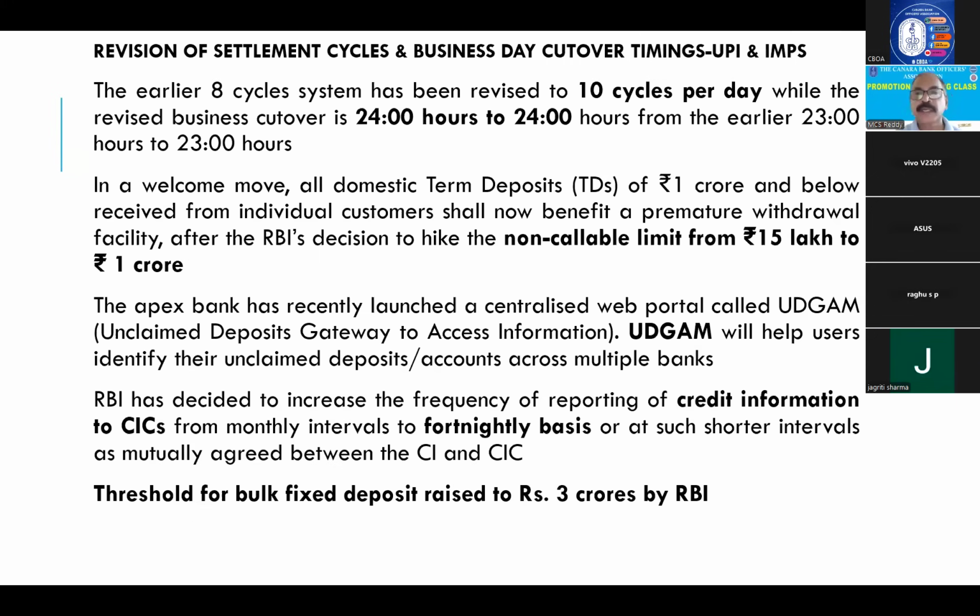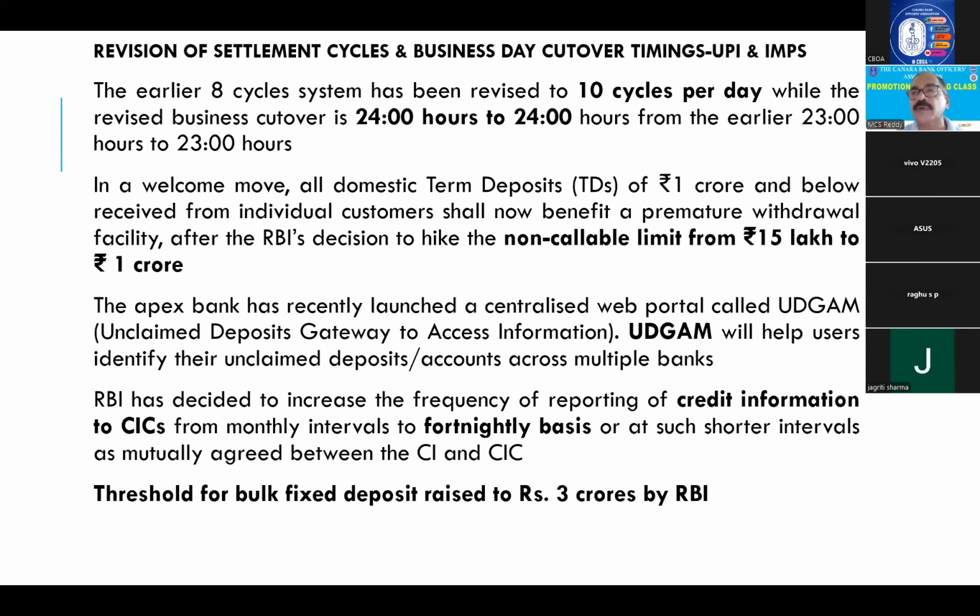Right? Next, non-callable domestic term deposits, non-callable deposits, minimum amount they enhanced to 1 crore. Here what they are telling is customers who are depositing up to 1 crore, they can encash any time, premature encash, because non-callable limit itself they have enhanced to 1 crore. Below 1 crore we should not accept. Only that point.